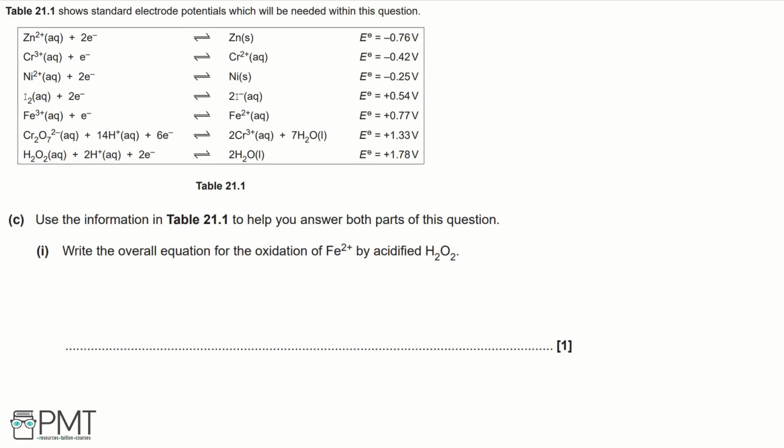Part C. Use the information in Table 21.1 to help you answer both parts of this question. Part 1. Write the overall equation for the oxidation of Fe2+ by acidified H2O2. Firstly, we need to identify the electrode potentials we're using. So here I've highlighted them. Next, we need to look at their electrode potential values. The most negative, in this case Fe2+, will go backwards, and the most positive will go forwards.